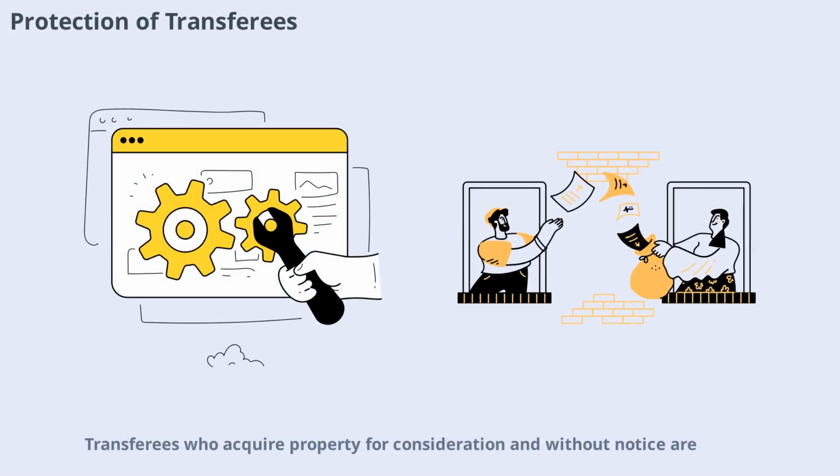Transferees who acquire property for consideration and without notice are protected against any prejudice resulting from revocation by the donor. This safeguard ensures that bona fide purchasers are not adversely affected by disputes between the original parties. The law prioritizes fairness and stability in property transactions, maintaining confidence in the legal system.